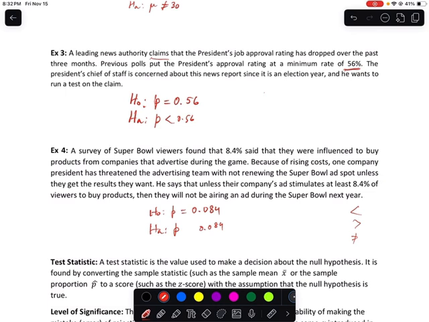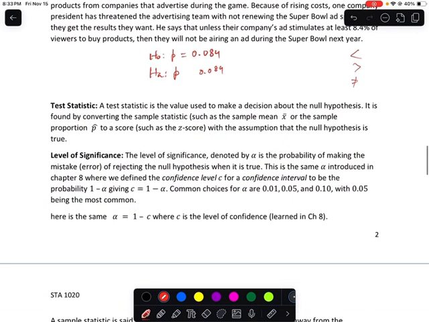Okay, so it says because of rising costs, one company president has threatened the advertising team with not renewing the Super Bowl ad spot unless they get the results they want. He says that unless their company's ad stimulates at least 8.4% of viewers to buy products, then they will not be airing an ad during the Super Bowl next year. So his claim is that p is less than 0.084.